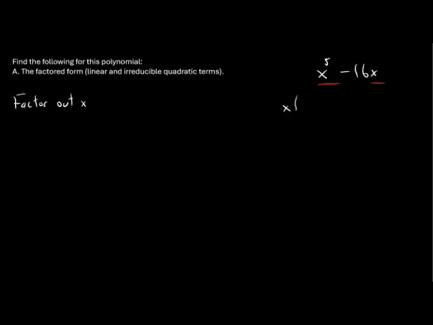If we factor out x from this expression, we'll take each term and divide it by x. We'll take x to the fifth divided by x, remembering the invisible 1 on that x. X to the fifth divided by x to the first will give us x to the 5 minus 1, which is x to the fourth. We'll do the same process for the negative 16x and divide by x. Here the x will cancel out. This gives us negative 16 for the other term. After factoring out x, we now have x to the fourth minus 16 inside the parentheses.